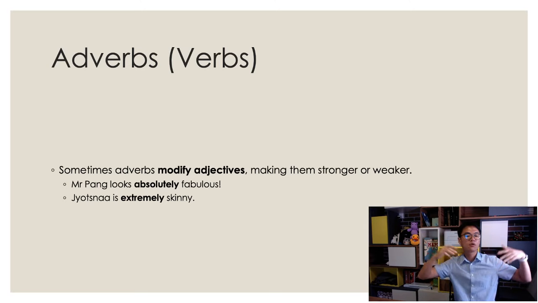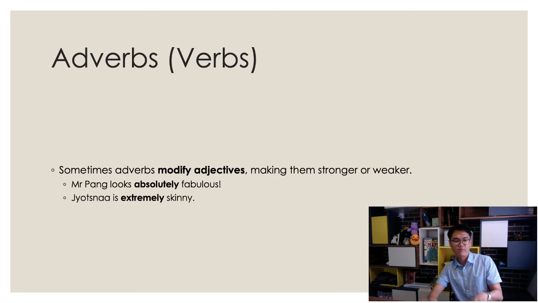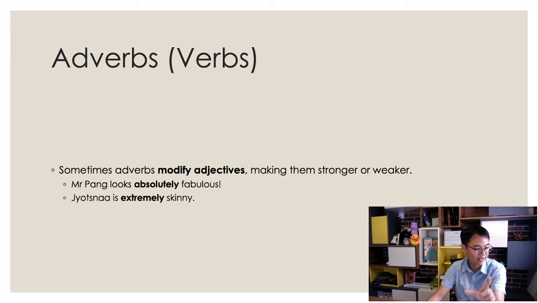So for example, Mr. Pang looks absolutely fabulous. So Mr. Pang looks fabulous, absolutely fabulous. So the word absolutely tells me even more about how fabulous Mr. Pang looks. Okay, so absolutely fabulous. All right, so that's one way of describing an adjective. Not many people know this, but adverbs are very powerful when used with adjectives as well. Okay, Georgina is extremely skinny. So not only is Georgina skinny, she's extremely skinny. So in this case, extremely is telling me the degree to which Georgina is skinny and the degree to which Mr. Pang is fabulous.